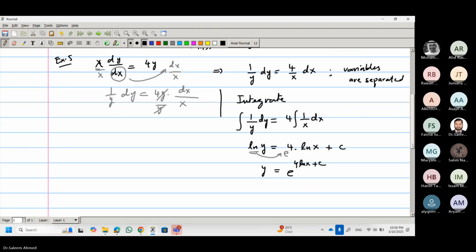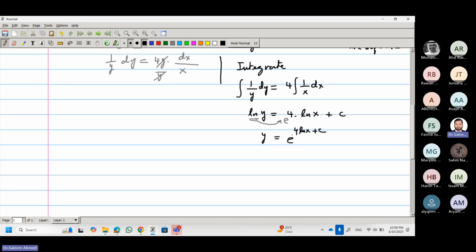You can further simplify this solution. E to the power 4 log of x and e to the power c separately, because the power is a sum. So we can write the base with both the terms separately: e to the power 4 log x times e to the power c. This e to the power c is a new constant, right? It's a new arbitrary constant.